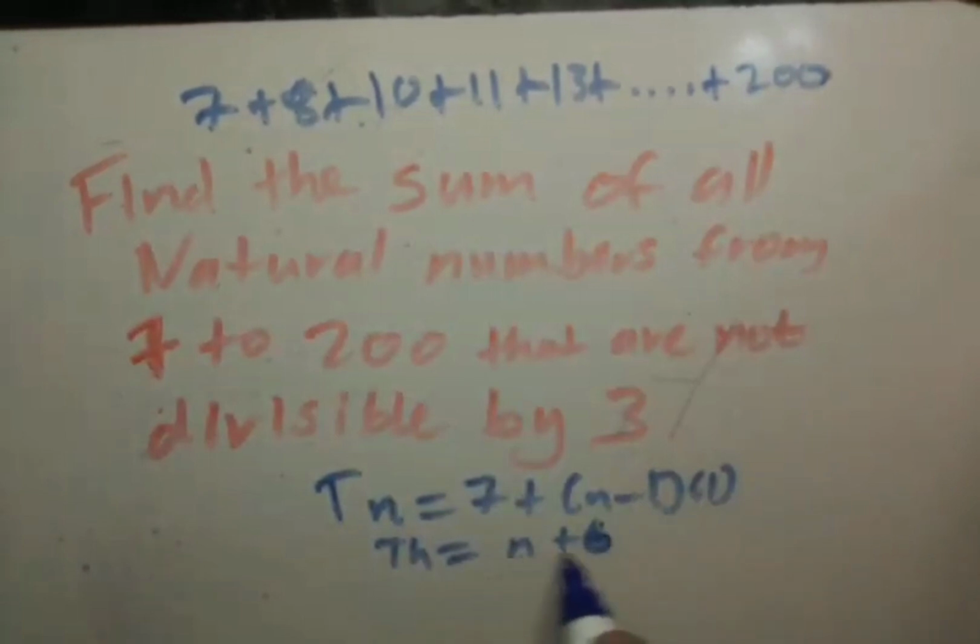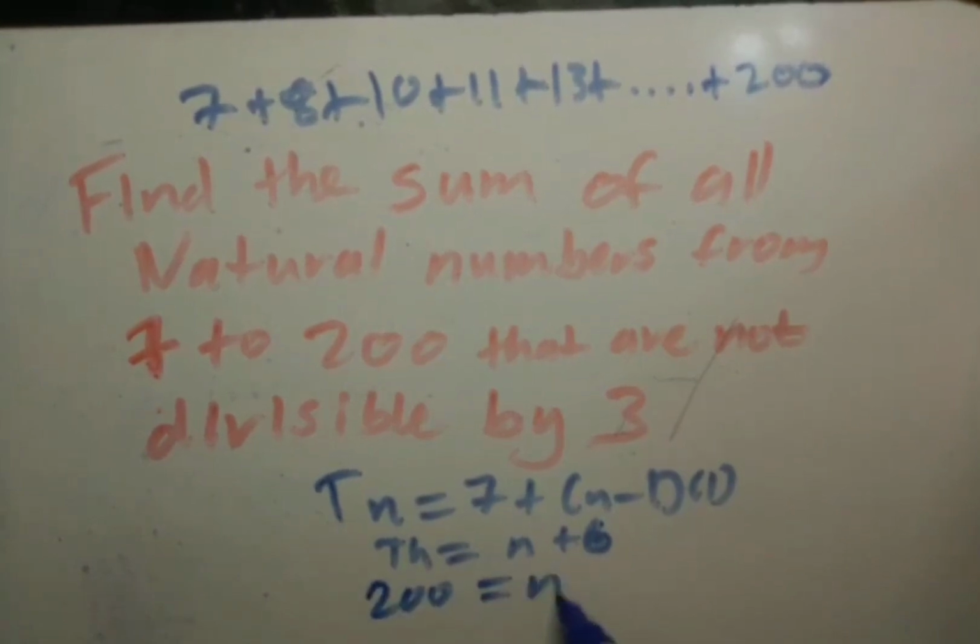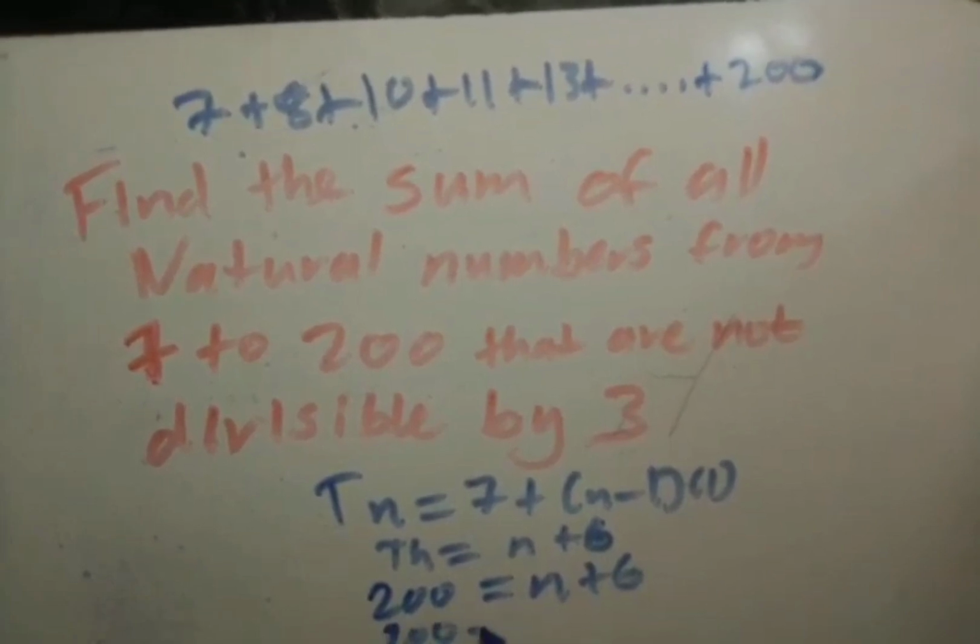So let's look at this part. Here we have n plus 6. We want to find out which term number gives us 200. So we say 200 is equal to n plus 6. You take this to the other side, it's going to be 200 minus 6 equals n. Then this is going to be 194 equals n. So it means there are 194 terms, and we get back to the answer.